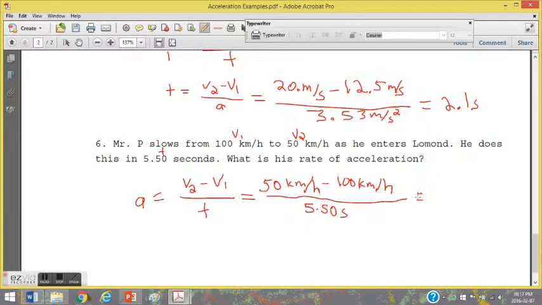So my next step is I've got to change units. I can do the 50 minus 100, which is negative 50. I need to change that into meters per second, so I divide it by 3.6. And so I've got negative 13.8 repeating meters per second. That just means I've slowed down by 13.8 meters per second, all in 5.50 seconds. My acceleration then is going to be that 13.8 repeating divided by 5.5. I look back at my original question and I have two significant digits here. So I see in my calculator negative 2.5252, so negative 2.5 meters per second squared.